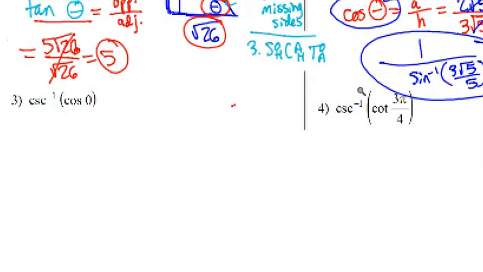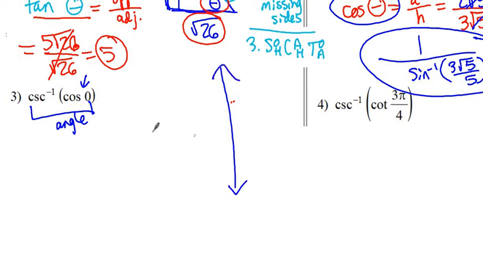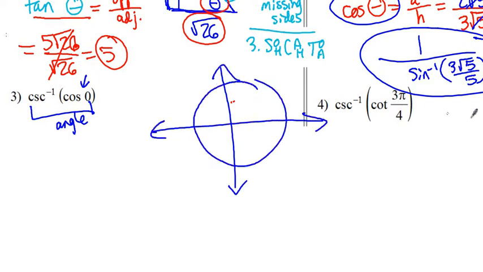All right, number 3 and 4. So this time, let's think about this. This time, this is going to give us a number, and then our final answer here is going to be an angle, because cosine of 0, that's an actual number. So let's use the unit circle. Cosine represents the x-coordinate. So where on the unit circle is the x-coordinate equal to 0? It's equal to 0 here, and it's equal to 0 right there.